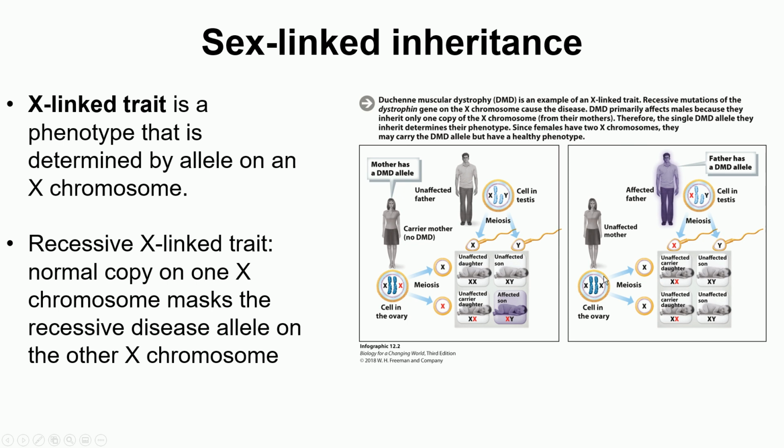These are the sperms formed by this man, and these are the eggs formed by the mother. After fertilization, if this goes with this, it is a carrier daughter. If this goes with this, an unaffected son. If this goes with this, it is a carrier daughter, and if this goes with this, it is going to be an unaffected son.